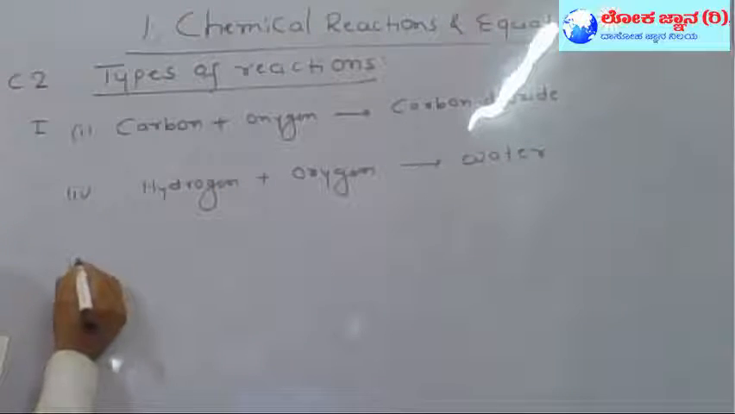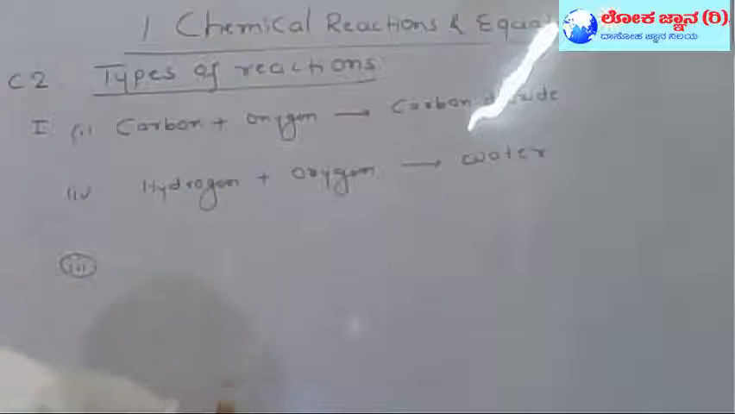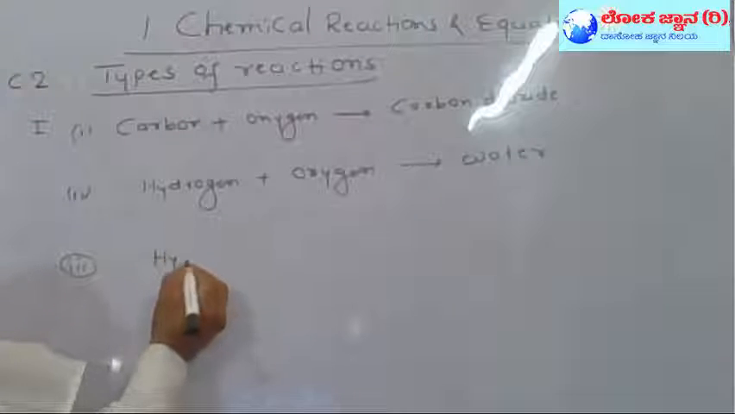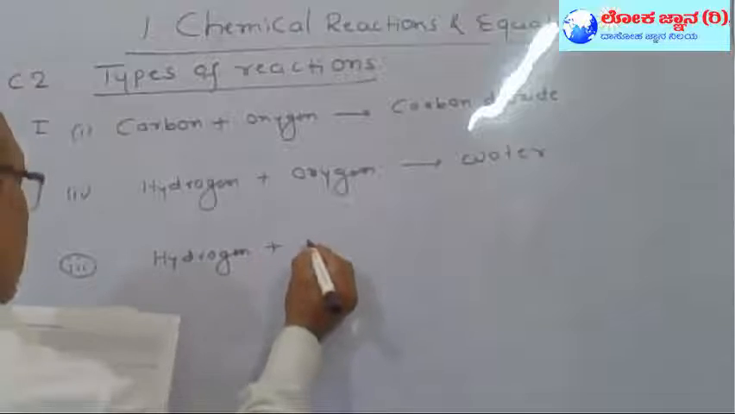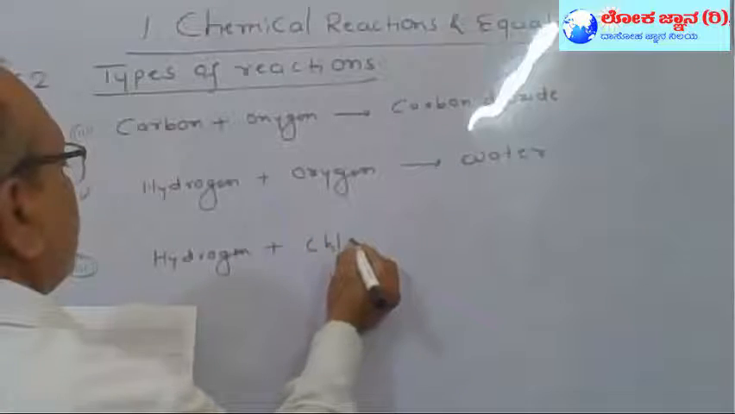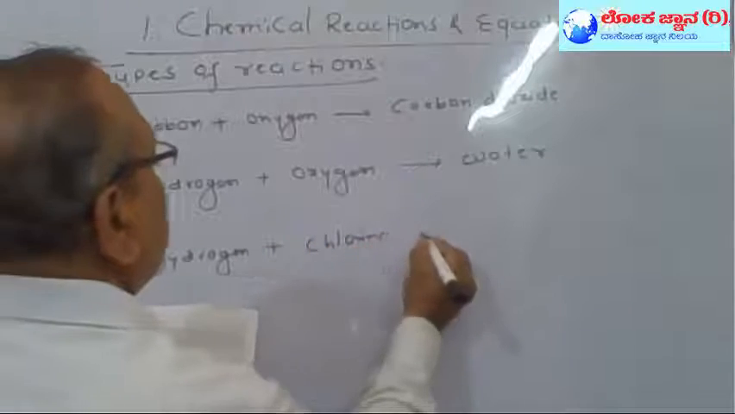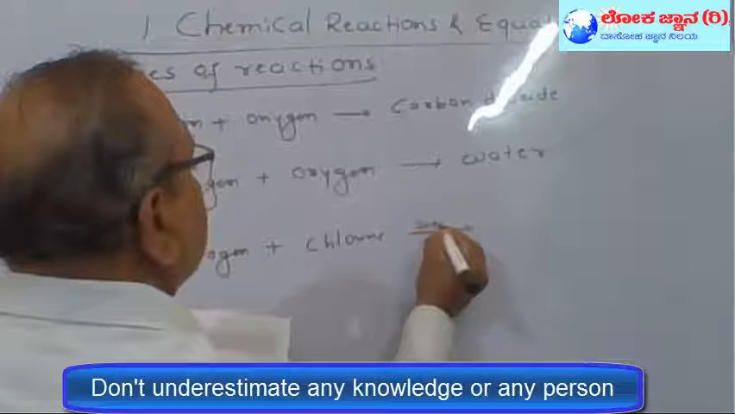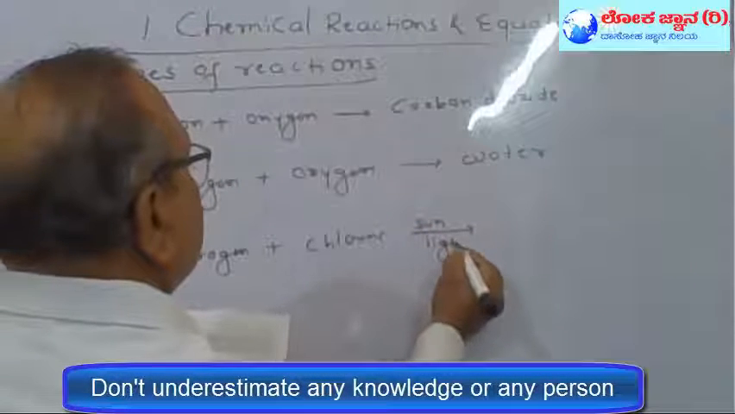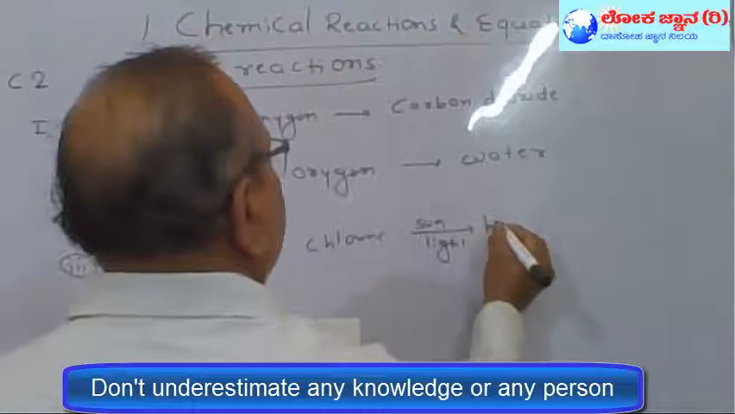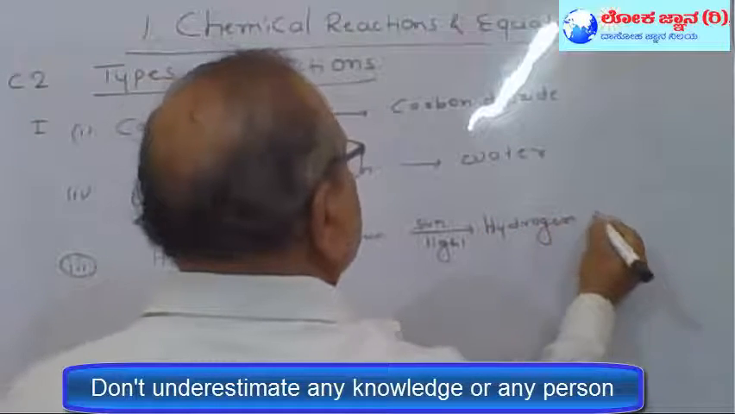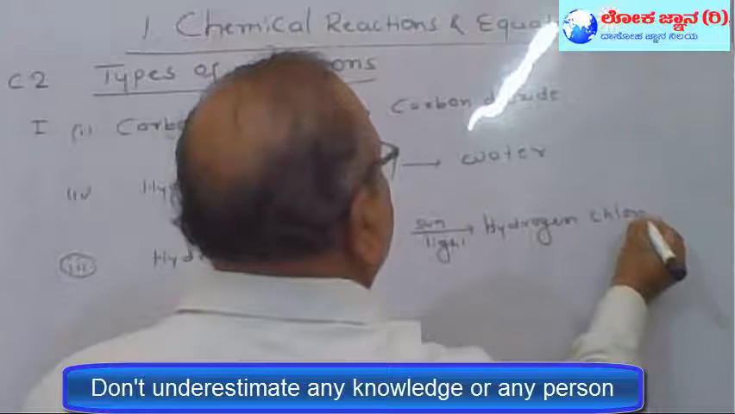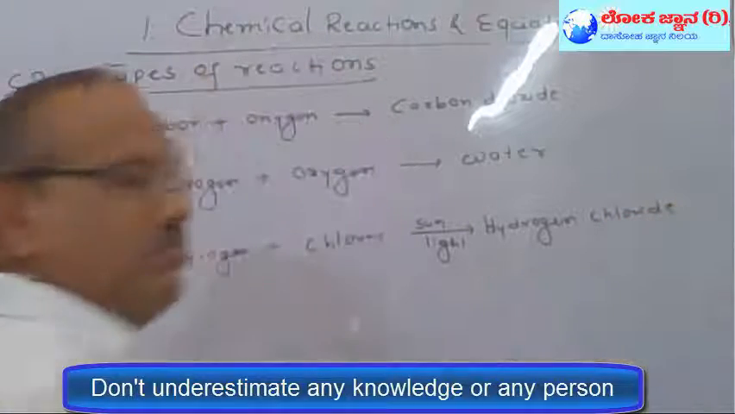The third example is hydrogen plus chlorine in the presence of sunlight forms hydrogen chloride. Go on balancing simple equations. Henceforth, I will not write any equations on the board. You have to write it and show.